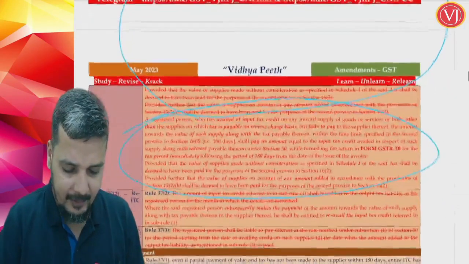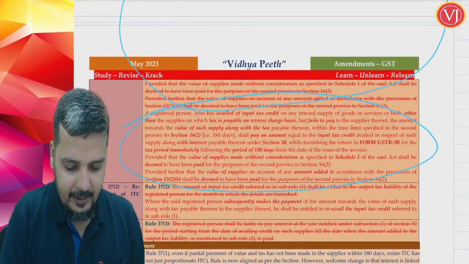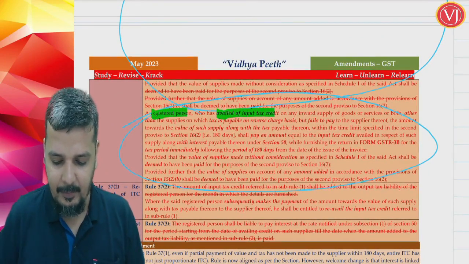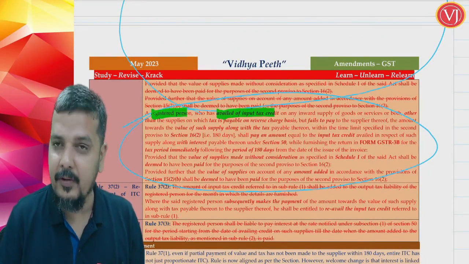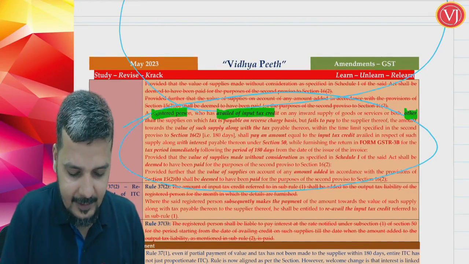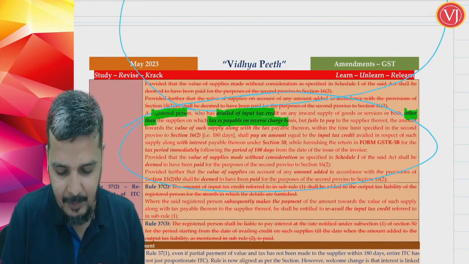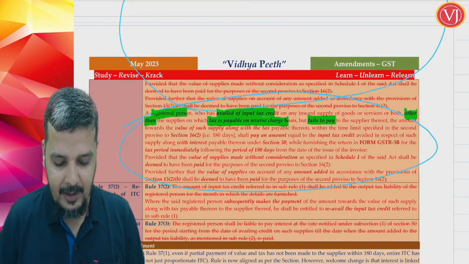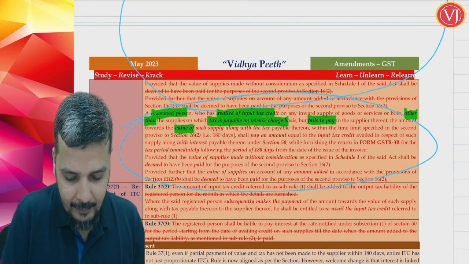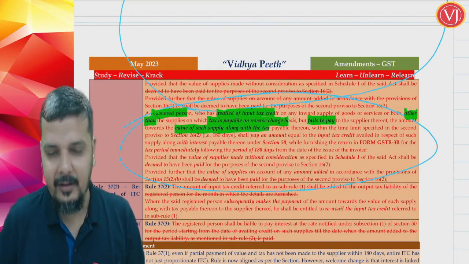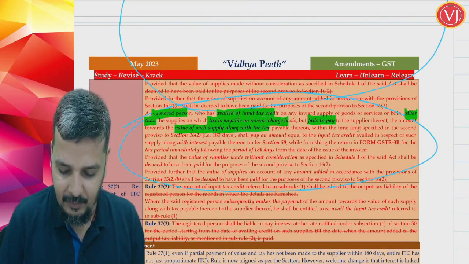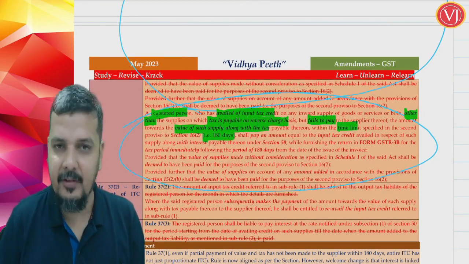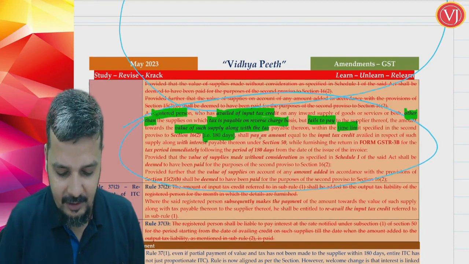Now what is the impact? Let us see the impact. They are telling that a registered person who has availed input tax credit of any inward supplies of goods or services or both, other than supplies on which tax is payable under the reverse charge mechanism, but fails to make the payment to the supplier of the amount of value of such supply along with the tax within the time specified, that is within 180 days, in section 16 subsection 2, he shall pay an amount.